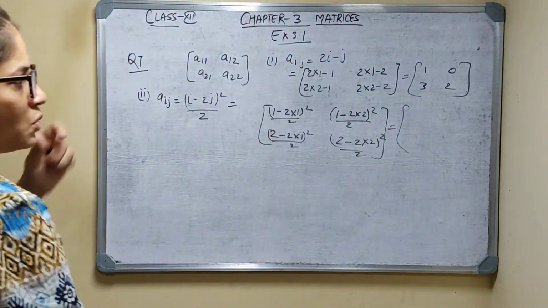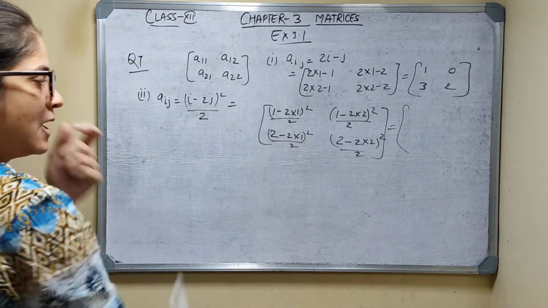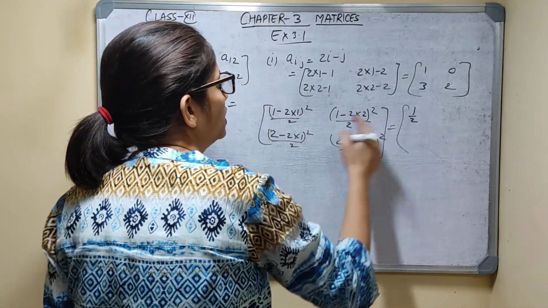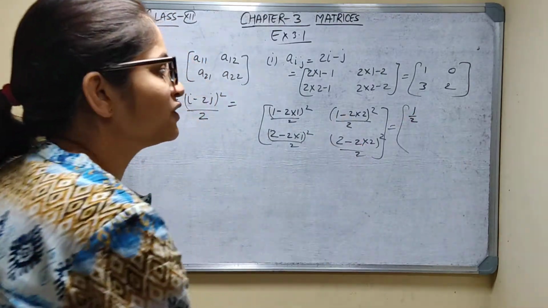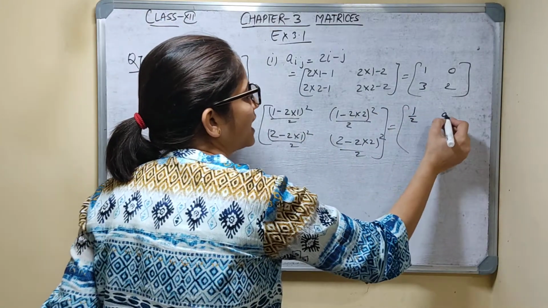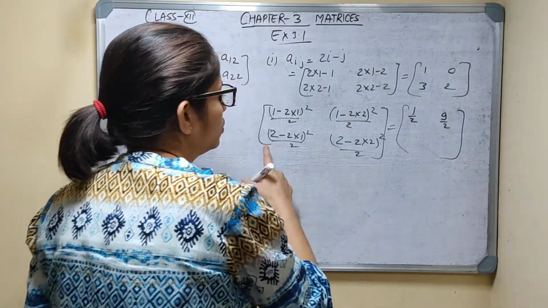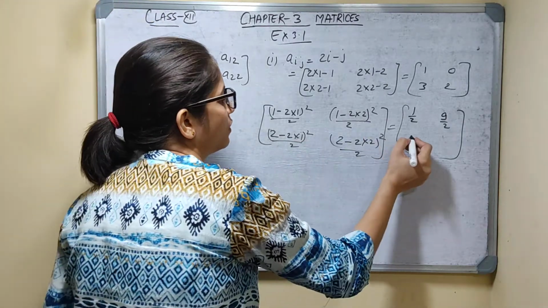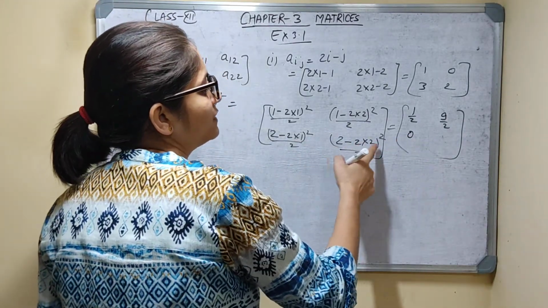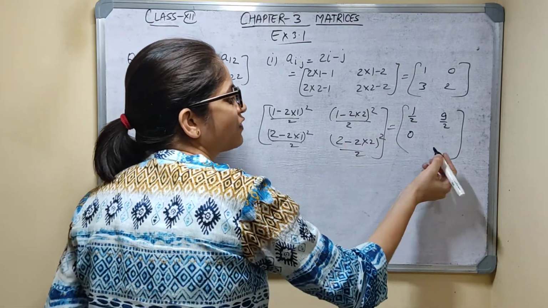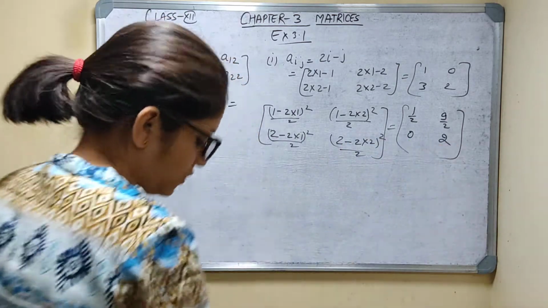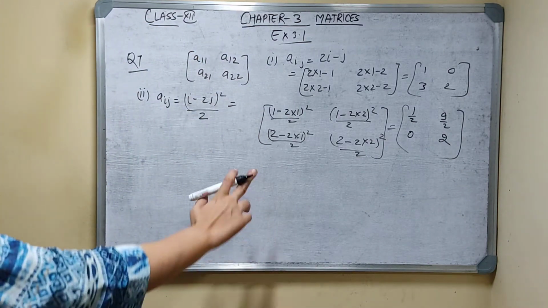So 1 minus 2, 2 ones are 2, 1 minus 2 is minus 1, whole square is 1, so 1 by 2. 1 minus 4 is minus 3, minus 3 whole square is 9 by 2. 2 minus 2 into 1 is 2, 2 minus 2 is 0, 0 square is 0, 0 by 2 is 0. 2 minus 2 into 2 is 2 minus 4, that is minus 2, whole square is 4, 4 by 2 is 2. So 1 by 2, 9 by 2, 0, 2.